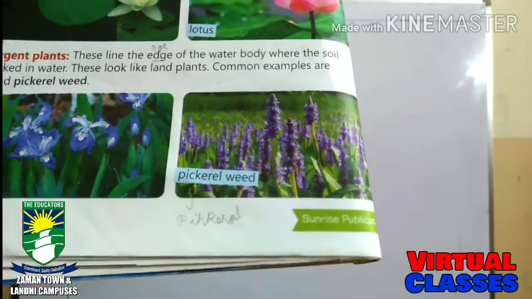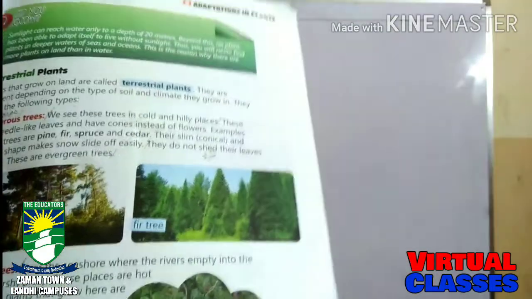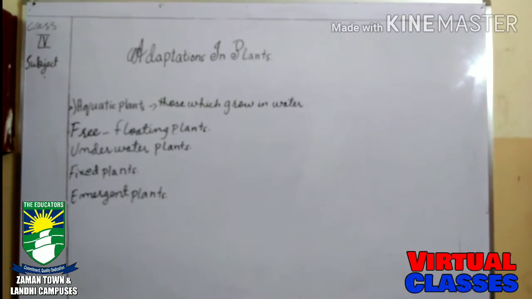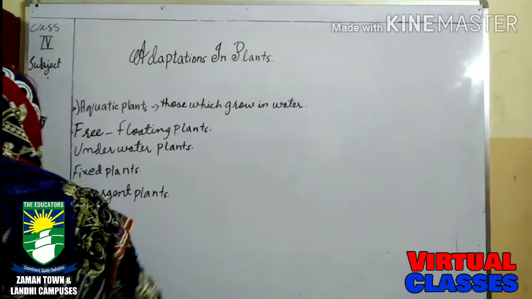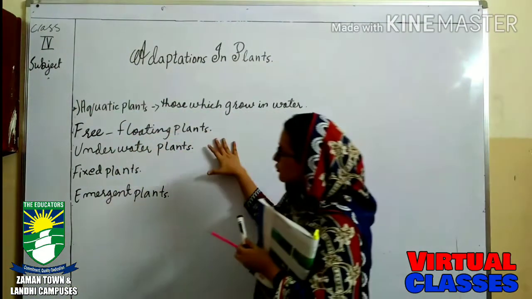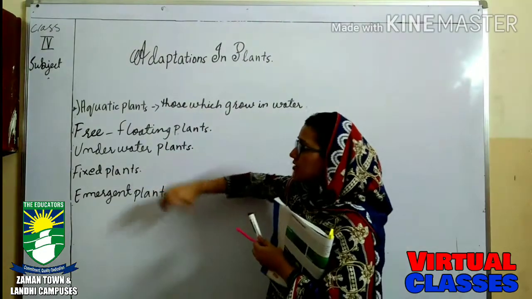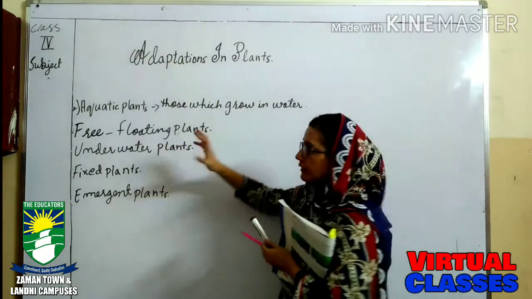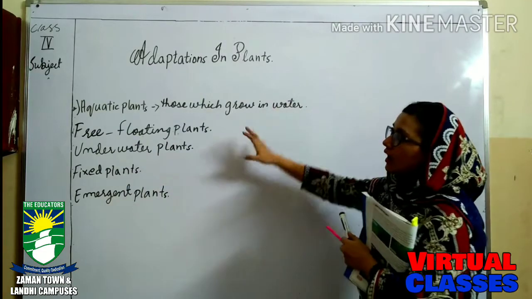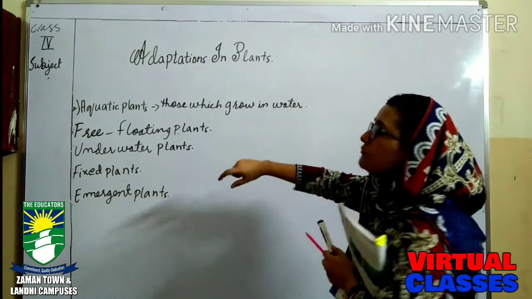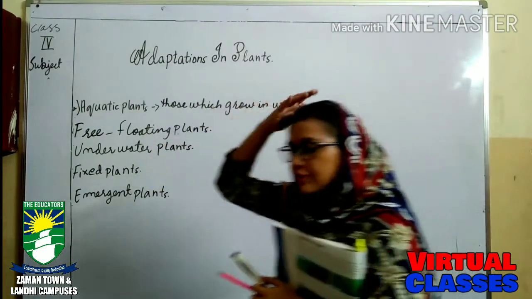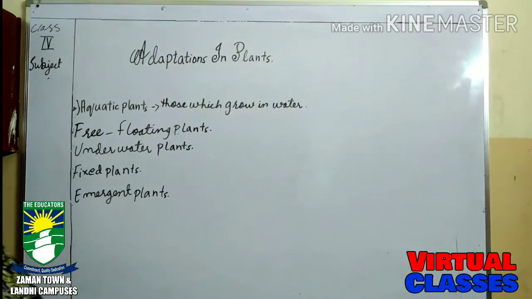Turn to page 15. Now terrestrial plants come after aquatic plants. After these headings: free floating plants, underwater plants, fixed plants, emergent plants, I hope you all are understanding. Now come to terrestrial plants. After the aquatic, we have terrestrial plants.